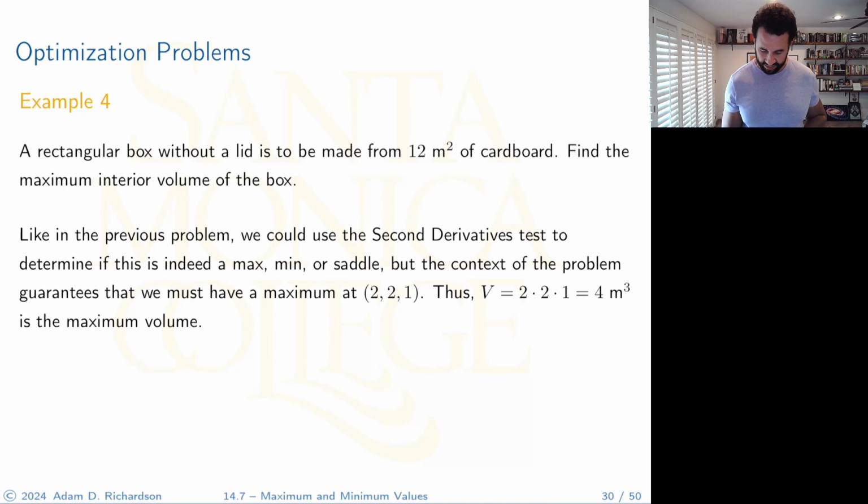So we have a maximum at 2, 2, 1. Those are the lengths of the sides that maximize the volume, and that gives us the maximum volume of 4 meters cubed. x times y times z. And that's the idea. So it's very similar to what you saw in the past. It's kind of like the same optimization technique, except now you got more variables.